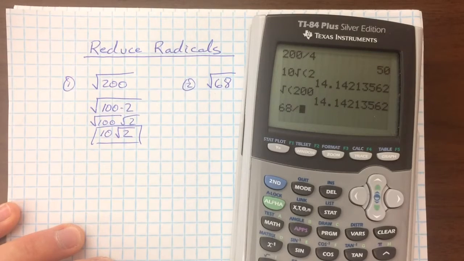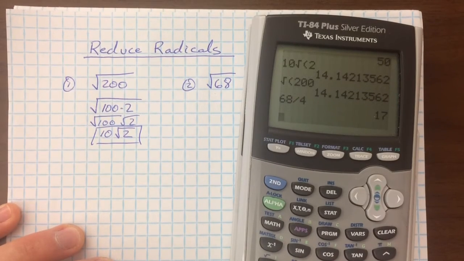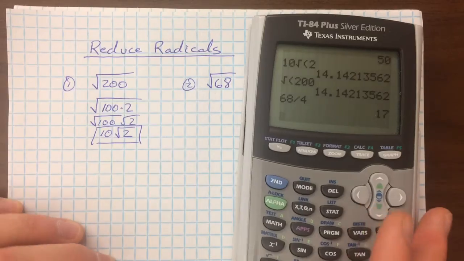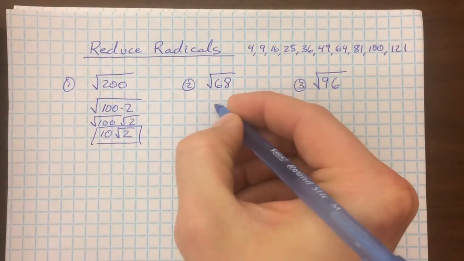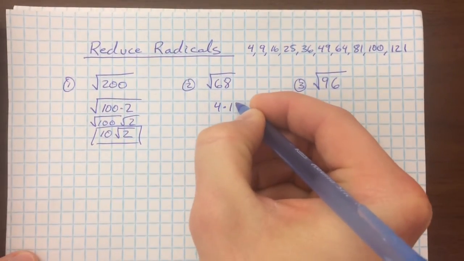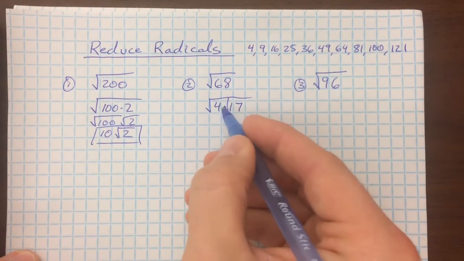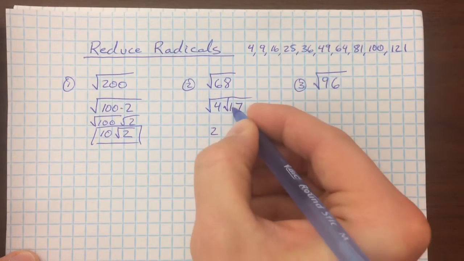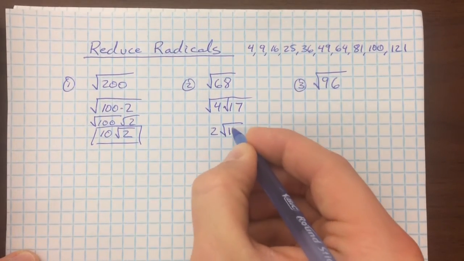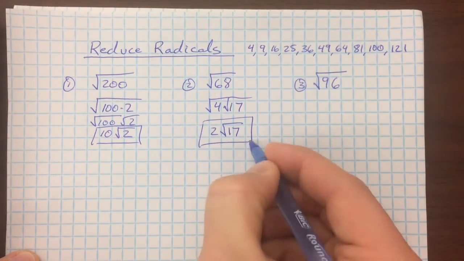So then 68, you may have a little harder time figuring out, but if you can think through, let's just start dividing. Hey, it's an even number. I wonder if it's divisible by 4. And sure enough, 4 times 17 is 68, so I can change this. Square root of 4 is 2, and so 2 root 17 is my final answer.